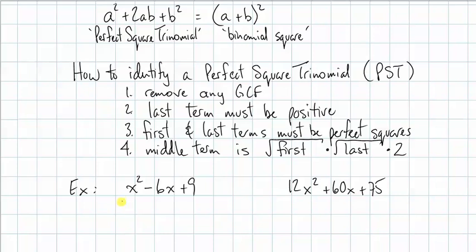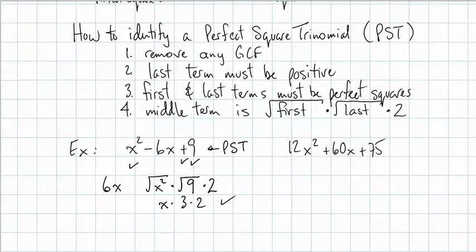In this first example, no GCF. Is the last term positive? Yes, it's positive. Are the first and last terms perfect squares? This is a perfect square, this is a perfect square. We're doing well. So the next question is, does 6x equal the root of the first term times the root of the last term times 2? Well, this is x, this is 3, this is 2, 6x. Yes, it does. This is a perfect square trinomial.